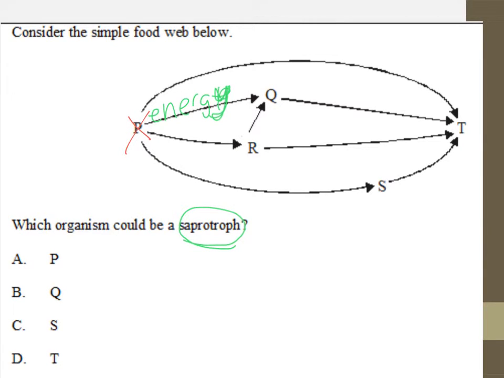Okay, same thing with R. R can't be the saprotroph. There's no energy flowing from a saprotroph. Can't be X, can't be Q. The answer here should be T. Do you see how all of the energy in this diagram eventually ends up at T? Well, that's just like all of the nutrients end up with saprotrophs.